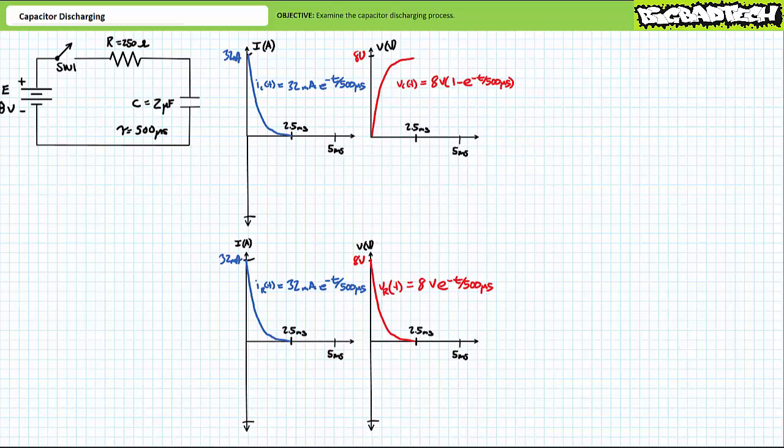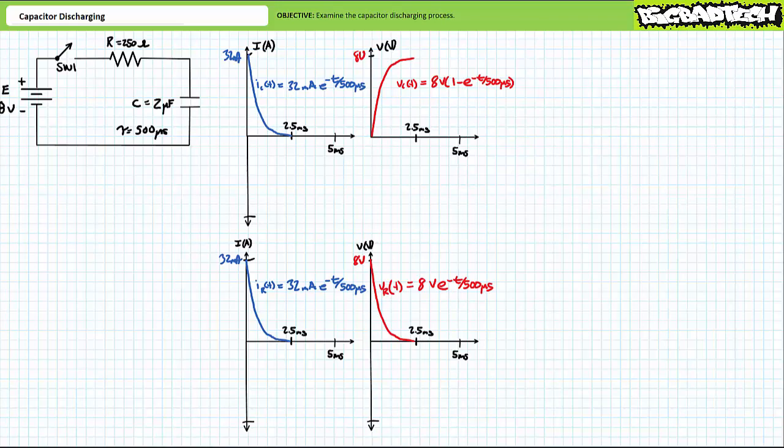You recall, example 3 was a series circuit consisting of an 8-volt source, a switch that closes at t equals 0, a 250 ohm resistor, and an initially uncharged 2 microfarad capacitor. During the charging process, we learned it had a relatively short time constant of 500 microseconds. IC of t during the charging process was 32 milliamperes times e to the negative t over 500 microseconds. Current through the capacitor experienced an initial surge of 32 milliamperes and decayed to 0 over 5 time constants, or 2.5 milliseconds.